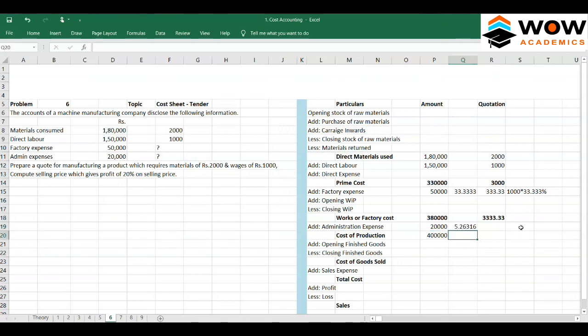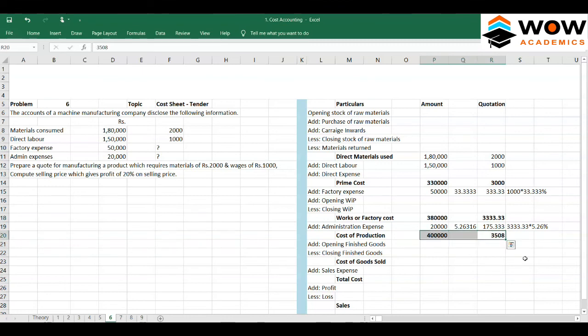Here, if you work it out, it is 333.33 into 5.26 percent. So this should be the relationship. Let's see the answer. You got 175. So let's add both together. We get 3508. So that's about the cost of production.